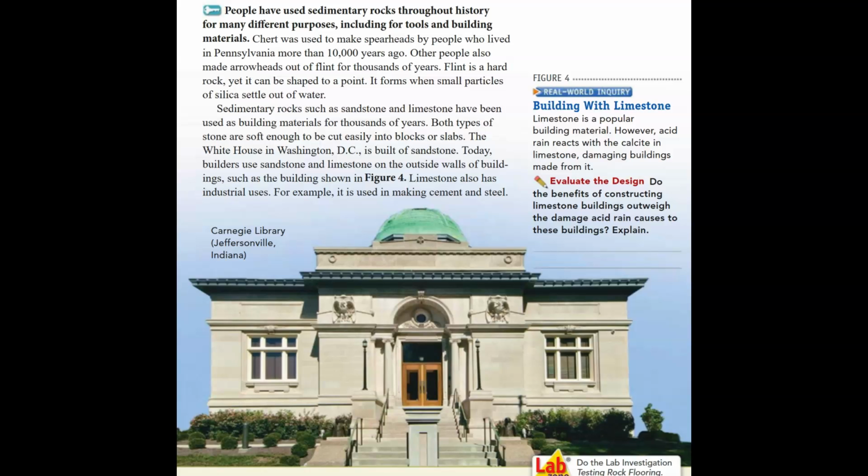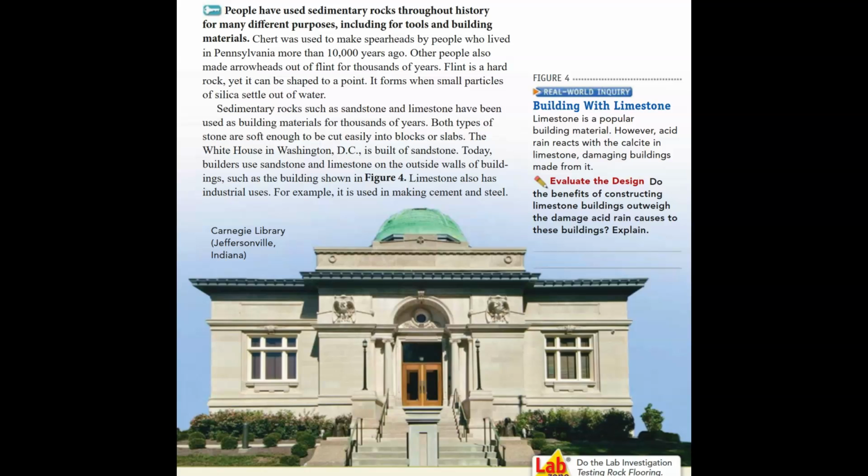How are sedimentary rocks used? Well, people have used sedimentary rocks throughout history for many different purposes, including for tools and building materials. Chert, if you remember, was used to make spearheads by people who lived in Pennsylvania more than 10,000 years ago. Other people also made arrowheads out of flint for thousands of years. Flint, not Flint, Michigan, but the rock, is a hard rock, yet it can be shaped to a point. It forms when small particles of silica settle out of water.